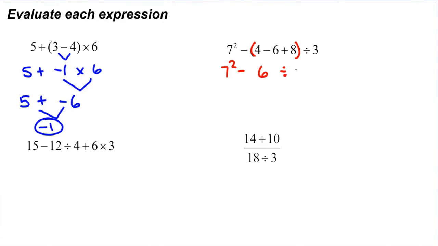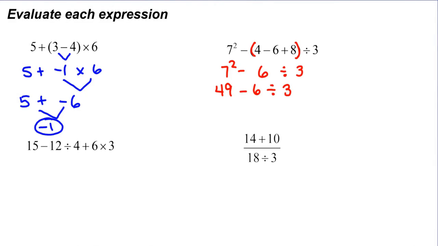And then I have the divided by 3. So now I have an exponent, subtraction, and division. I have to do the exponent next. So 7 squared means 7 times 7, so that's 49 minus 6 divided by 3.